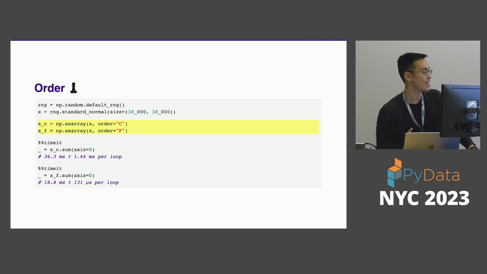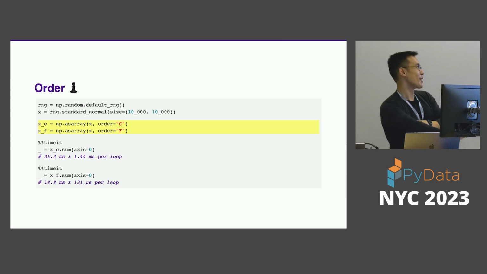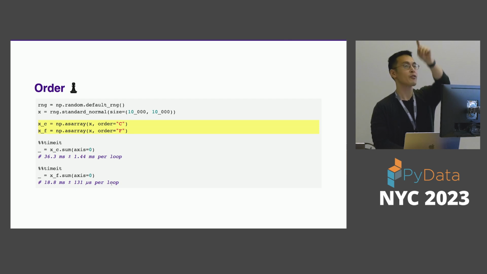This one is a little. Who cares? Who knows about order for ND array? Okay. This is for you. Order is a thing. C ordered means that, this is a 2D array, if you traverse the array left to right in memory, the data is right next to each other. And F ordered means that if you traverse the array up and down, the data is right next to each other.